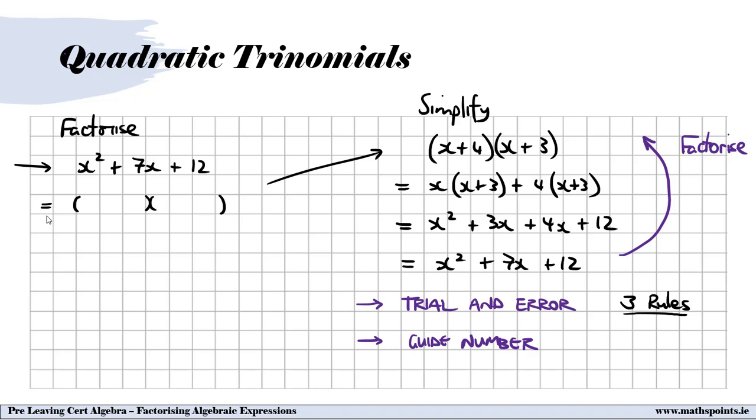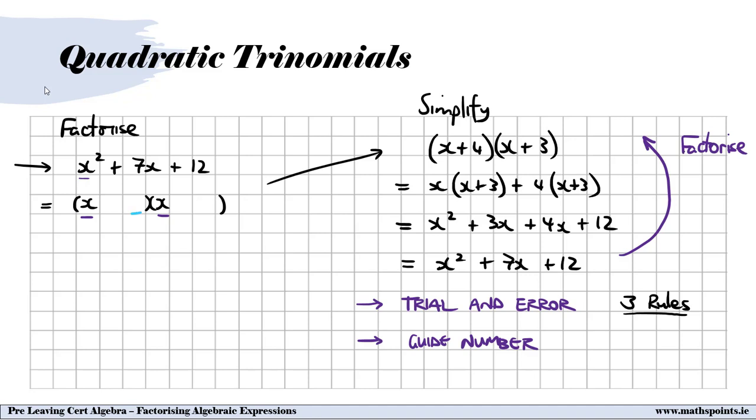Now, the first rule says that the first term in each bracket must multiply to give the x squared, the first term in the quadratic expression. So what are the only 2 things that multiply to give x squared? Well, x times x gives x squared. If that was a 2x squared up here, then I'd have to multiply 2x by x.